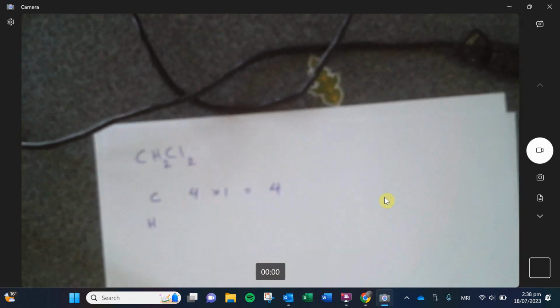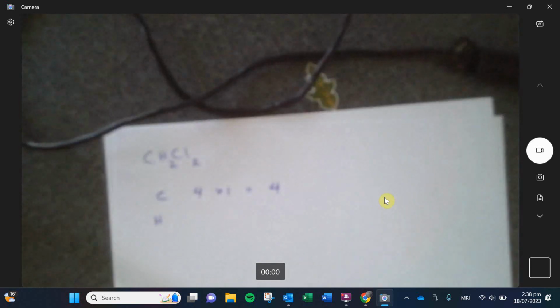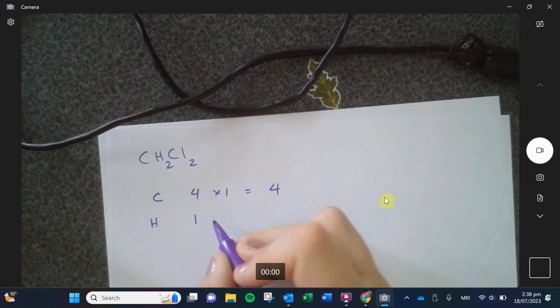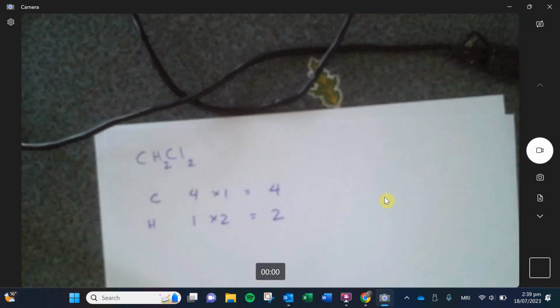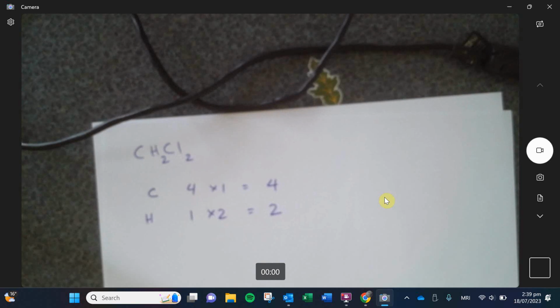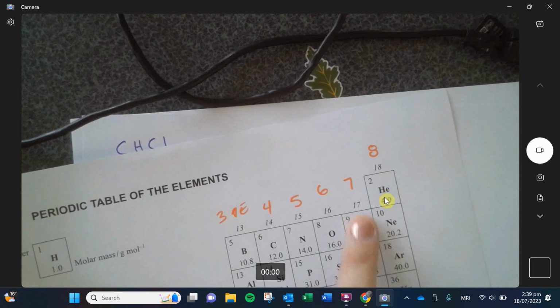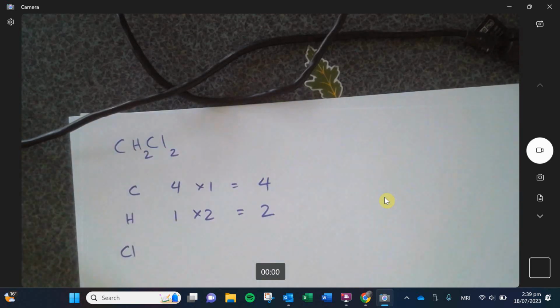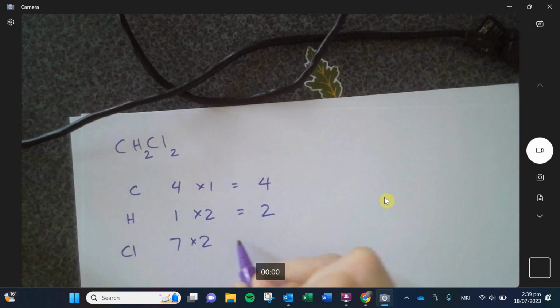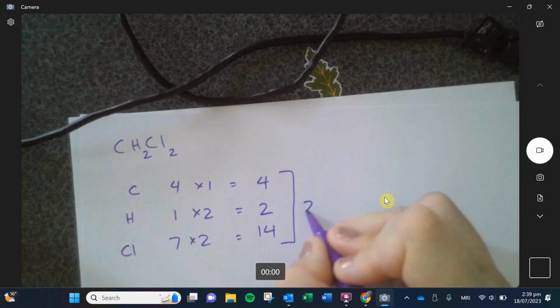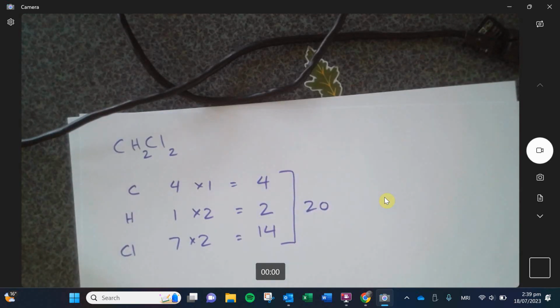Hydrogen's my next one. Hydrogen we did previously. We know that one has 1 valence electron. This molecule tells me we have 2 hydrogen atoms, so there are 2 electrons coming from there. All right, last one is chlorine. When I look at the periodic table, chlorine has 7, because it's in group 17. And how many is that? 7 times 2 equals 14, and then we add all these guys together, 20. That's what I'm working with.